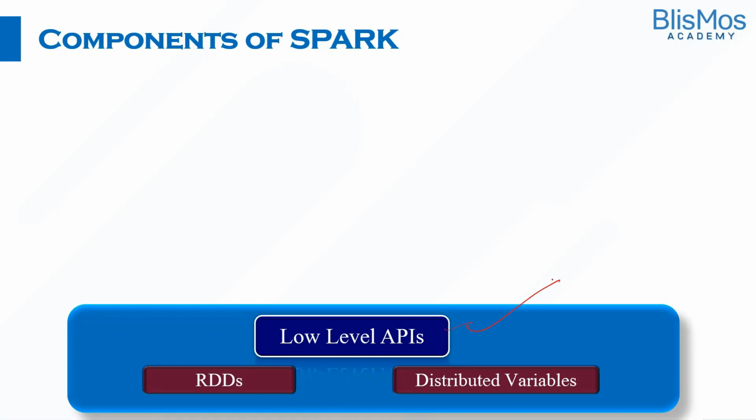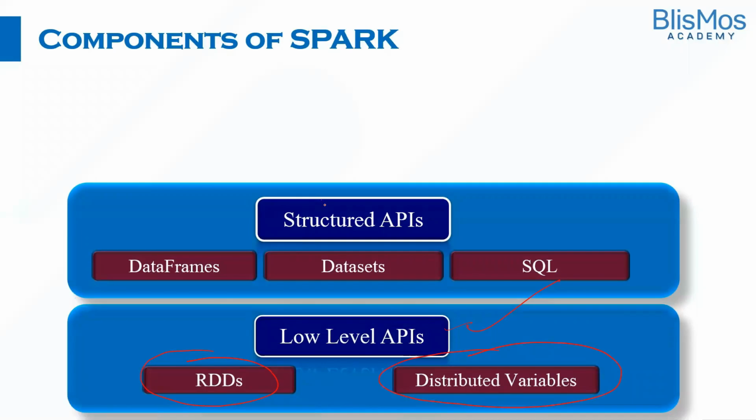We have low-level APIs, which consist of RDDs and also distributed variables. On top of that, we have structured APIs. Structured APIs are very, very important in the current context. That is because before 2.0 of Spark, RDDs were used extensively. But now, after 2.0, data frames are used extensively. As a part of the structured APIs, we have data frames, we have data sets, and we have SQL. About this, as I said, data frames are used extensively.